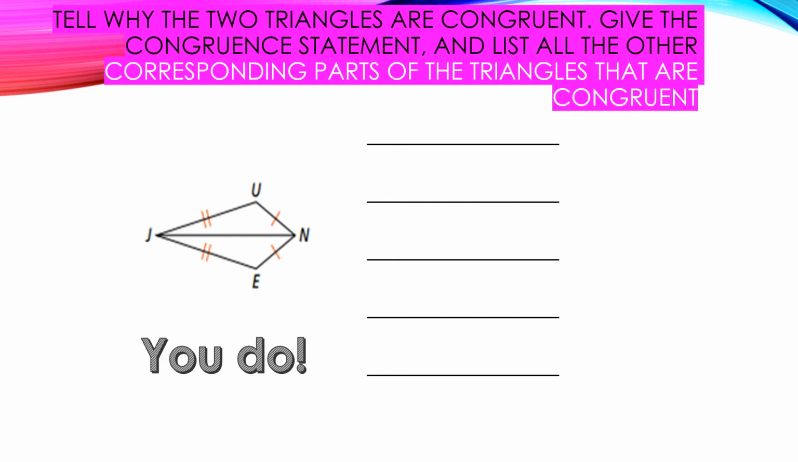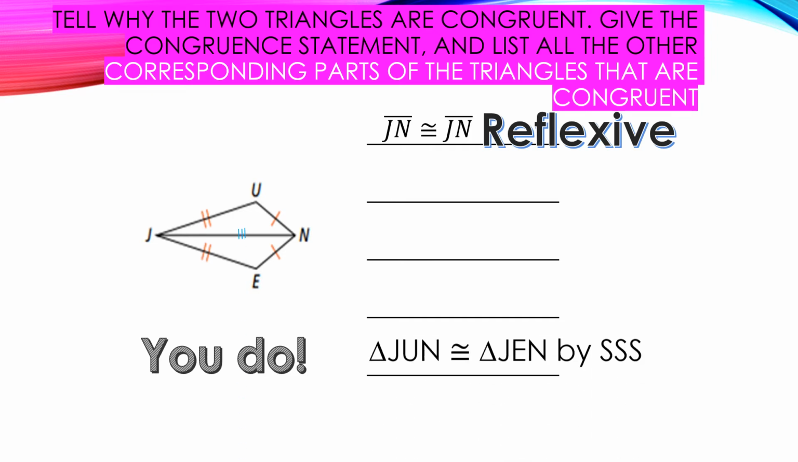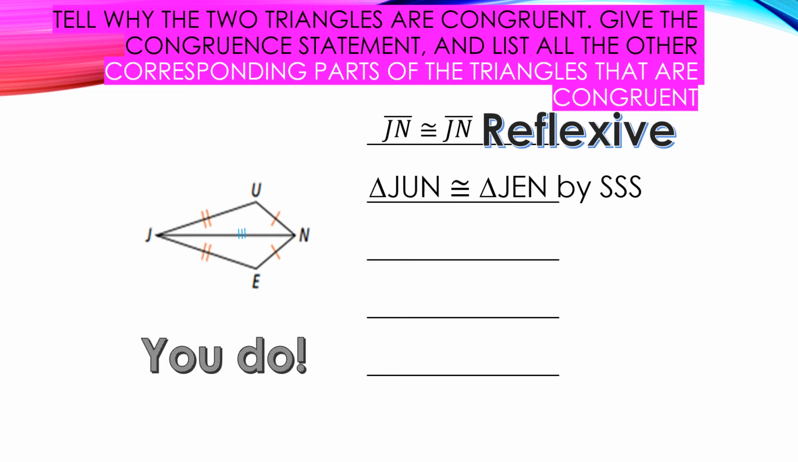Pause it and give yourself a couple minutes to complete this. I'm going to go ahead and get started on this. So I know that I have two sides that are congruent right now. So the easiest one to use here would be side, side, side. I also know that JN is congruent to itself because of the reflexive property. If that is congruent to itself, I can use the side, side, side theorem to prove that those two triangles are congruent.